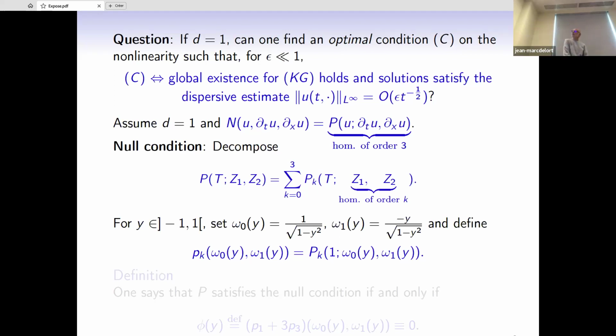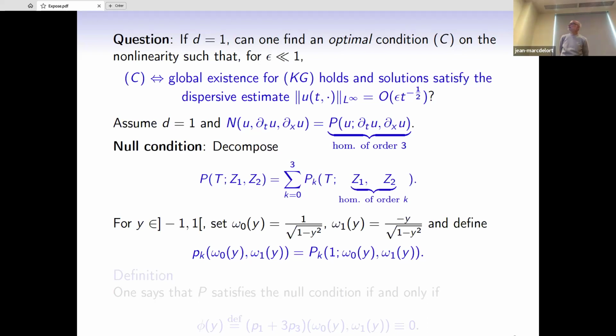And now, from these Pk, I will introduce some function. I compute this polynomial Pk at T equals 1, Z1 equals omega 0 of y, Z2 equals omega 1 of y, where omega 0 of y is 1 over the square root of 1 minus y squared, and omega 1 of y is minus y over the square root of 1 minus y squared.